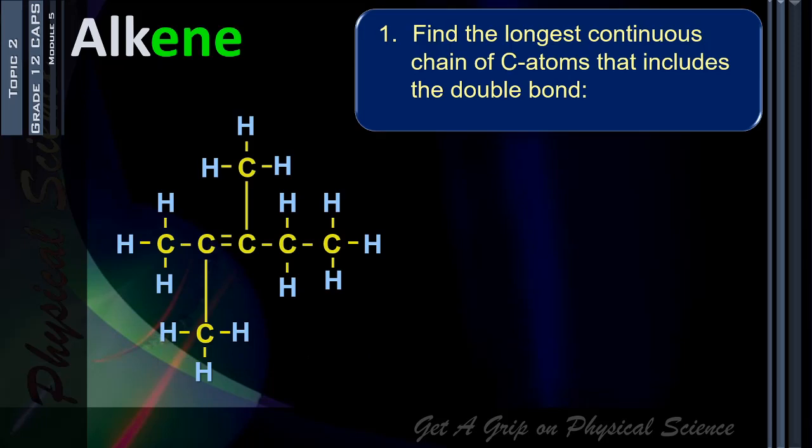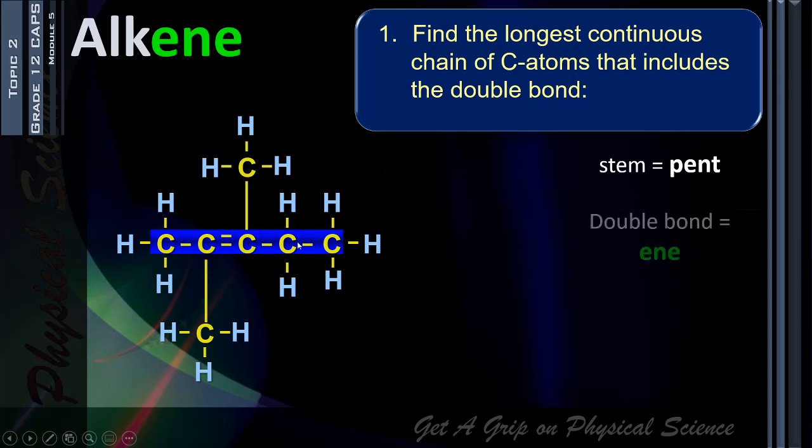There are just a few minor adjustments to some of the rules when we name alkenes. So the first rule is still to find the longest continuous chain of carbon atoms, but you have to now include the double bond in that longest chain. So for this molecule here, the longest chain that includes the double bond will be 5 carbons. So the stem name will be pent, and because there's a double bond, we use "ene" at the end of the name.